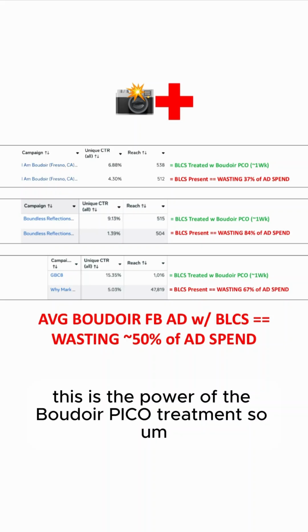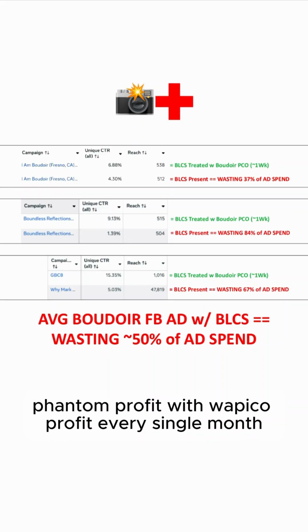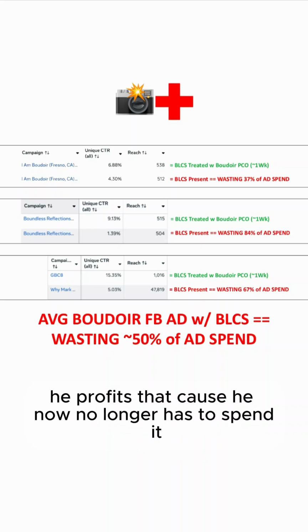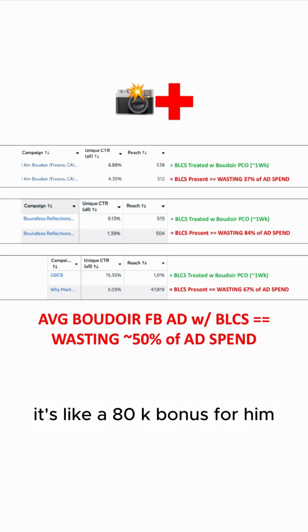So, and that difference, $6,700, he no longer has to spend. He pockets it. Phantom profit, Boudoir Pico profit. Every single month he profits that because he now no longer has to spend it. And it's like at the end of 12 months, it's like an 80K bonus for him.